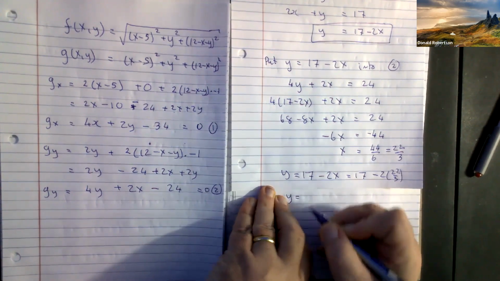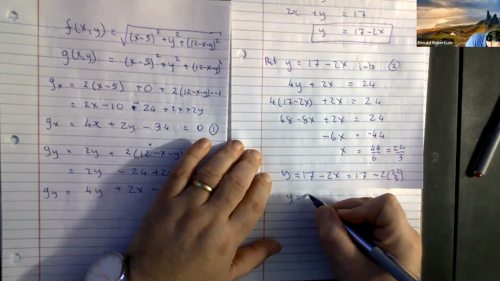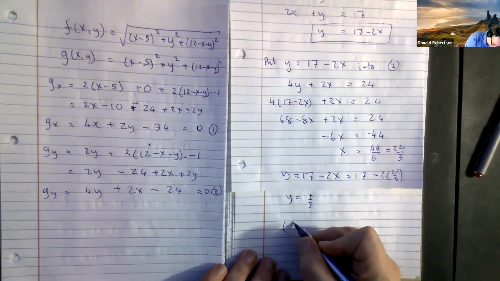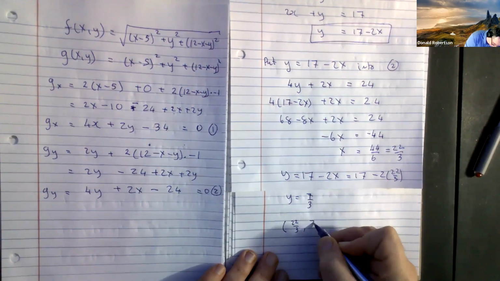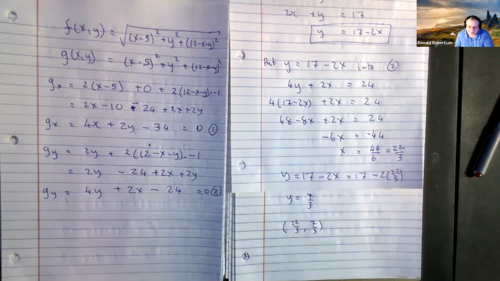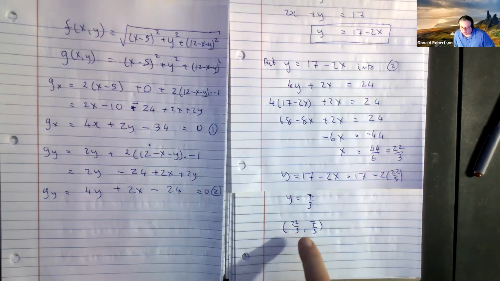The y value is, can you trust me? Because I've got it in front of me now, it's 7/3. So I know that there is only one critical number and its coordinates are 22/3, that's x, and 7/3 is y. I do not need to do the second derivative test. The reason I don't need to do that is if there's only one solution and I've only got one candidate for that solution, it seems reasonable that that is the answer, right? That's the x and y.